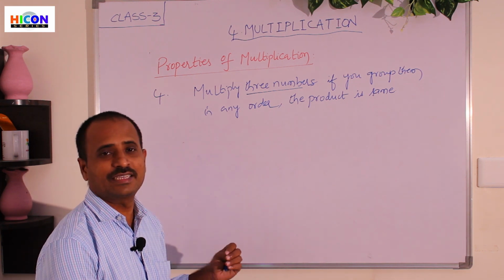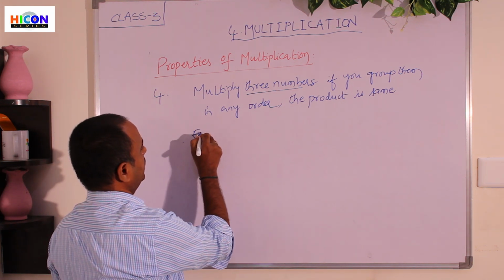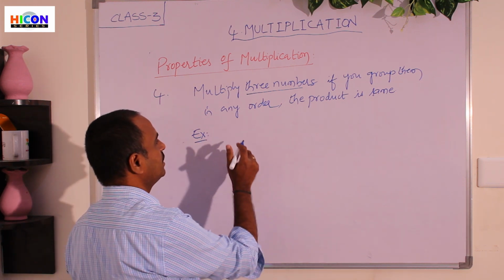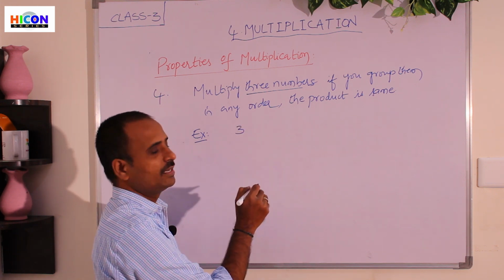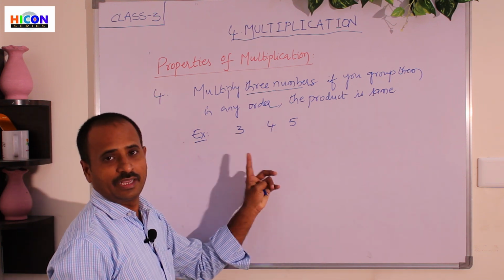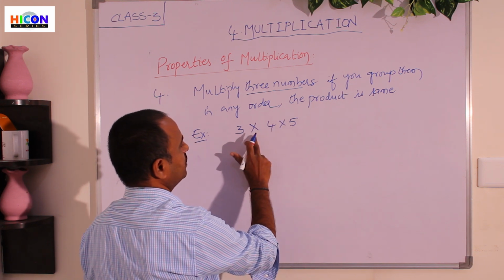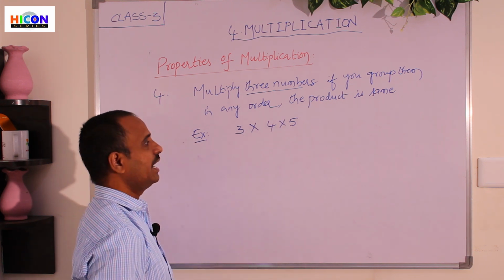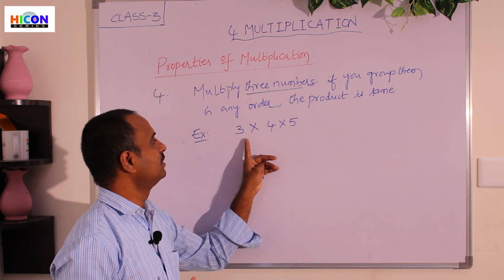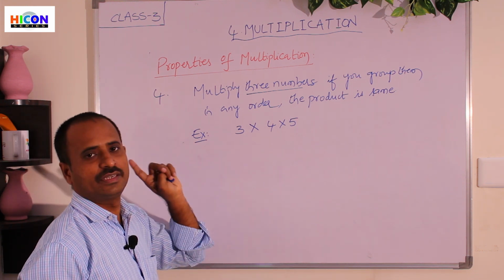So children, let us see an example to understand this property. In this property we have to multiply three numbers. Here I will take three numbers, that is 3, 4, 5, and I want to multiply these three numbers. That's why I put the symbol into, and group them in any order. Now group any two numbers among these three numbers.